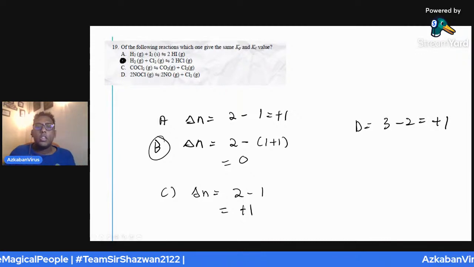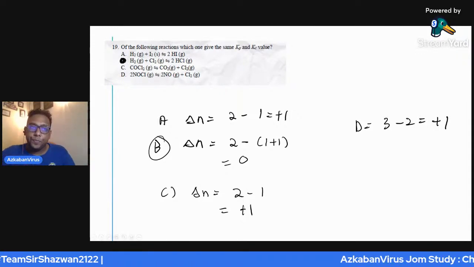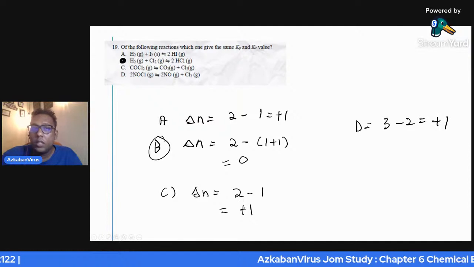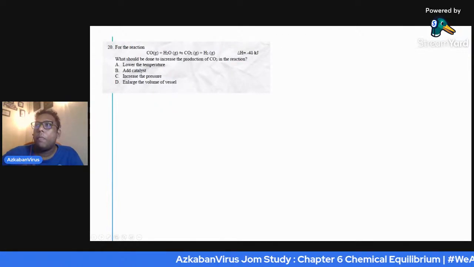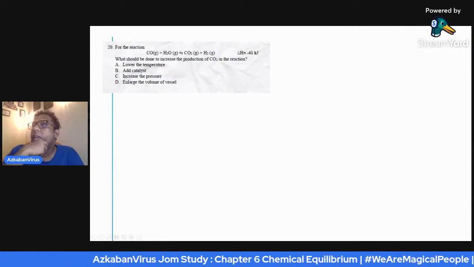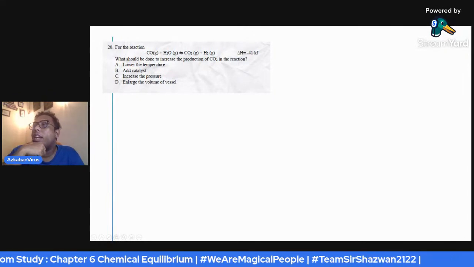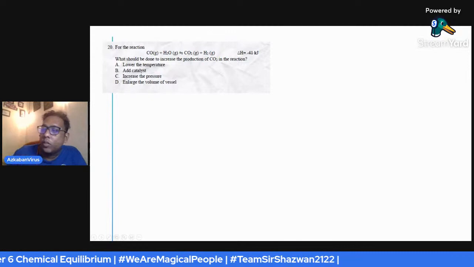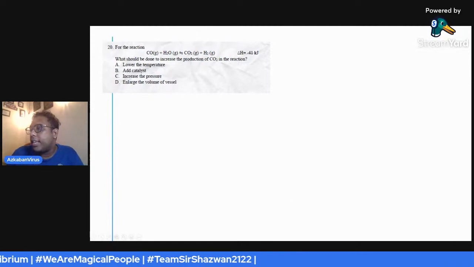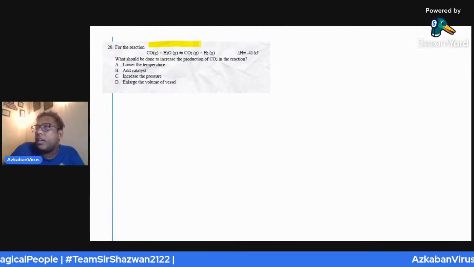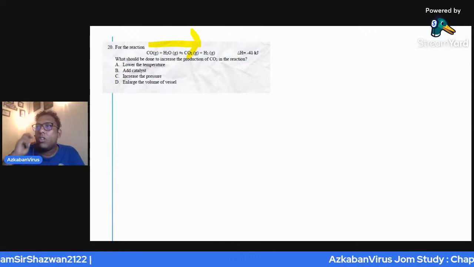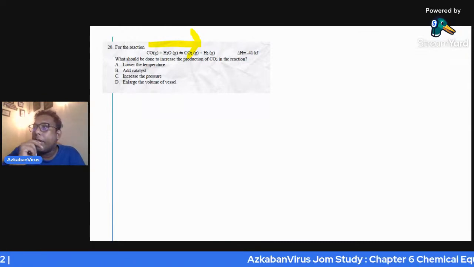Yang ini boleh buat. Next one. For the reaction, CO plus H2O jadi CO2 plus H2, what should be done to increase the production of CO2? Nak tingkatkan production of CO2 adalah dengan cara kita shift ke kanan. So, yang pertama, lower the temperature.